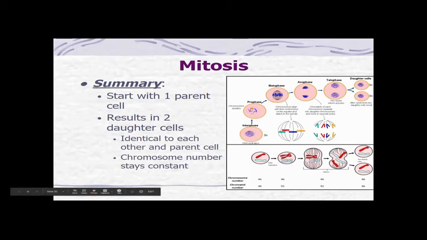So in summary, mitosis starts with one parent cell. It results in two daughter cells. The daughter cells are identical to each other and they're identical to the parent cell, and the chromosome number stays constant.